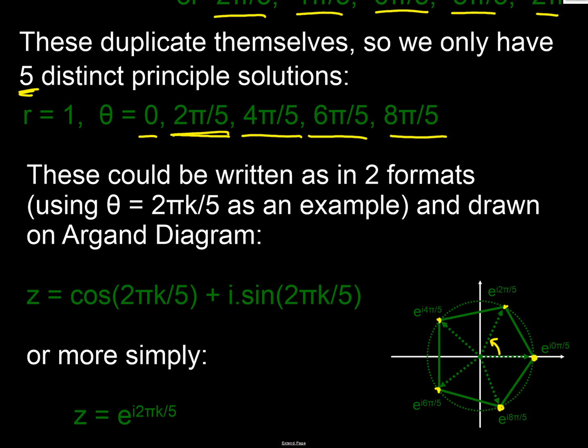And if we wrote that mathematically, algebraically, we can either do it in the full cosine format, where here we've got 2 pi k over 5 as being our angle, or we could write it in the e to the i format, in which case z equals e to the i 2 pi k over 5. Yeah, and there's our 5 solutions. Okay, bit lengthy but worthwhile doing.